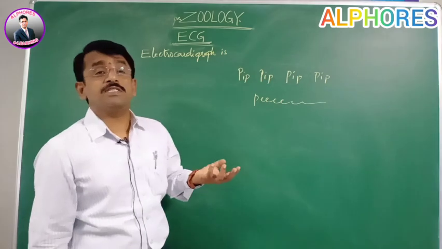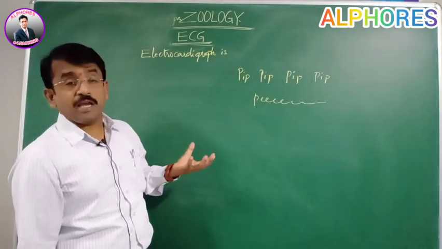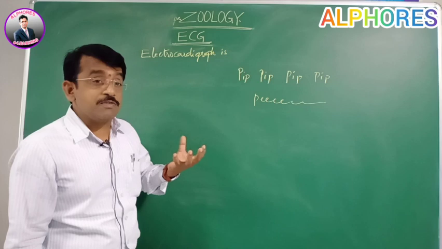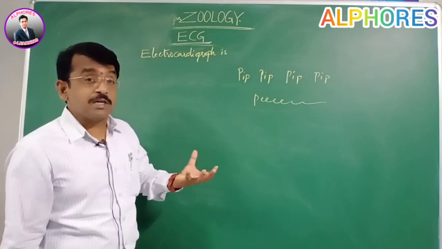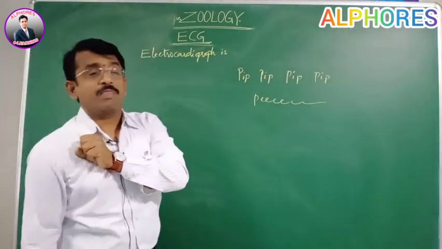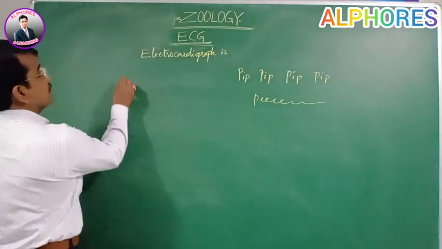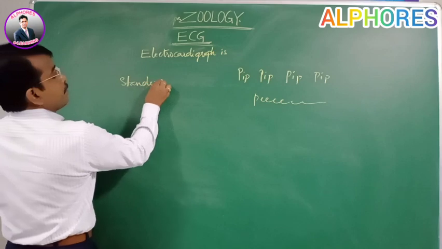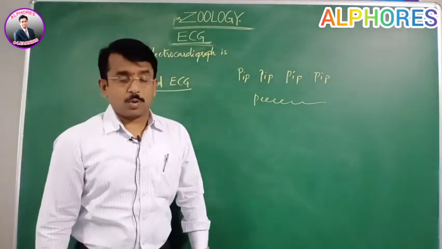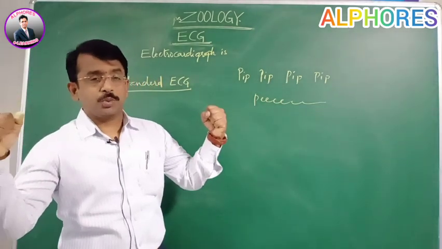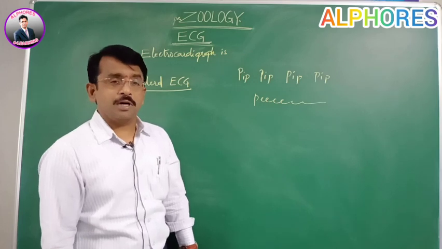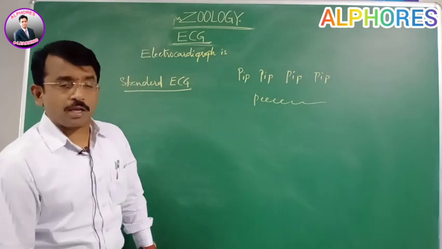Such electrical activity is diagnosed and measured in a device called the electrocardiograph. This is the device in which the electrical activity of the heart is recorded, and such a record is the electrocardiogram. In the standard ECG, three electrodes are used, one each to the wrist and another to the ankle.